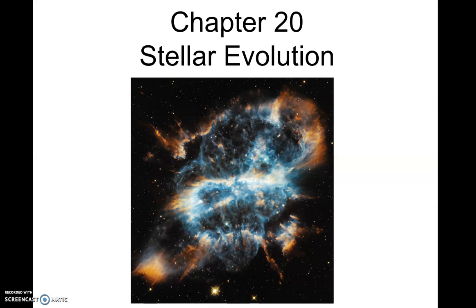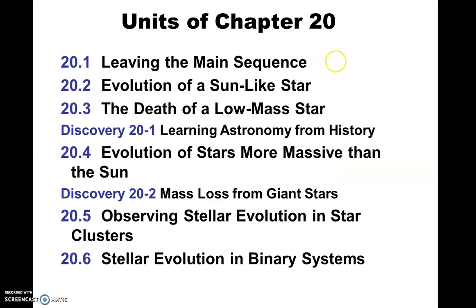And remember, that was stages 1 through 7. Remember, stage 7. That's important because this chapter 20 will begin with stage 7, which puts a star clearly on the main sequence. Okay. All right. So then we start this chapter off with leaving the main sequence.